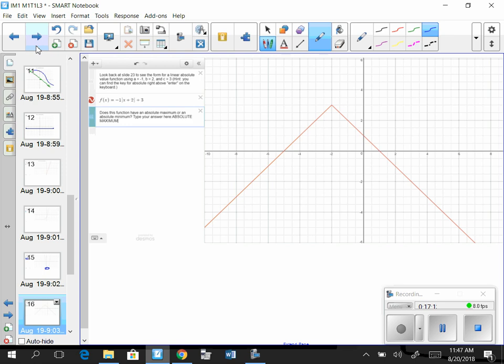This one, I type it in the Desmos. I'll show you how to do that in a moment. And I also have to decide absolute maximum or absolute minimum. Since there is a highest point, I should have put something like absolute maximum. Now let's take a look at how you would type that into Desmos.